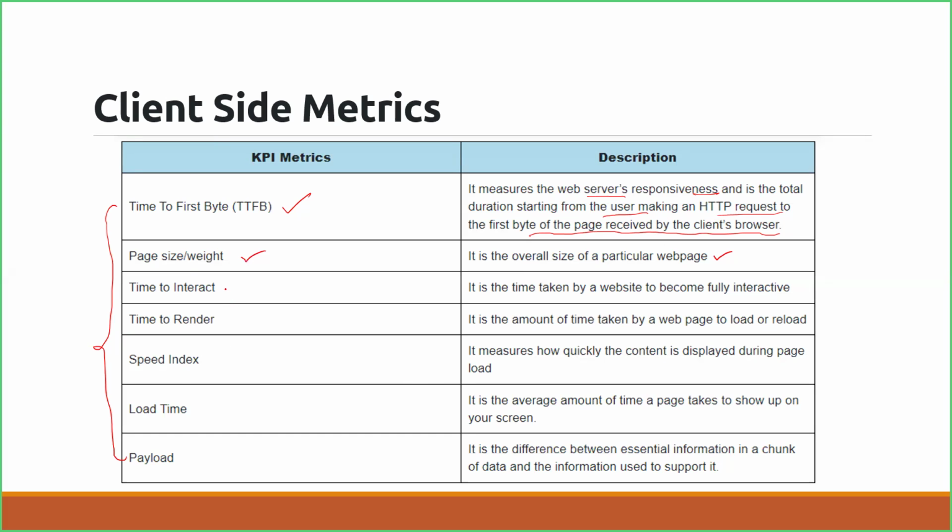The next one is the time to interact. Time to interact is the time taken by the website to become fully interactive. Sometimes your page is still loading, but you may see some icons, like a mobile icon. If you want to purchase that mobile, you are not going to wait until the page loads completely. You try to hit that mobile icon, but it is not going to work until the page is completely loaded.